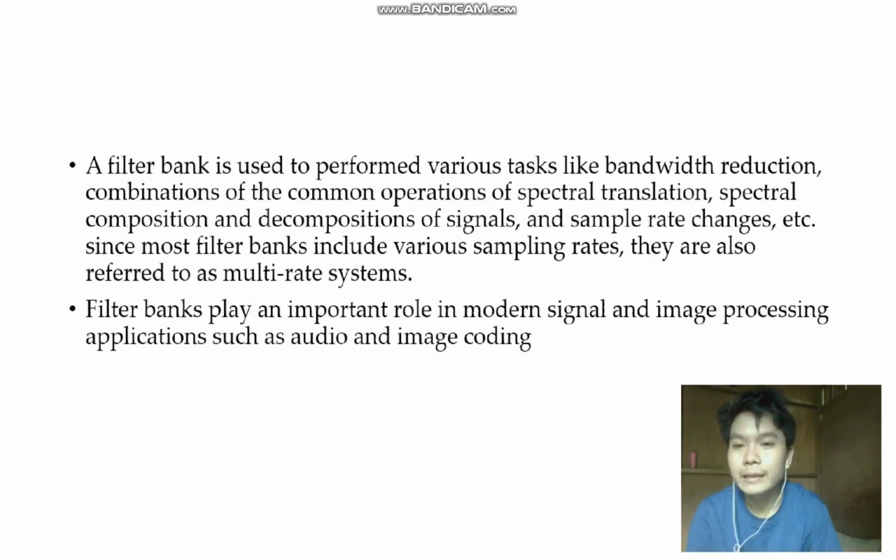A filter bank is used to perform various tasks like bandwidth reduction, a combination of the common operations of spectral translation, spectral decomposition of signals, and sample rate changes, etc. Since most filter banks include various sampling rates, they are also referred to as multirate systems. So, filter banks play an important role in modern signal and image processing applications such as audio and image coding.